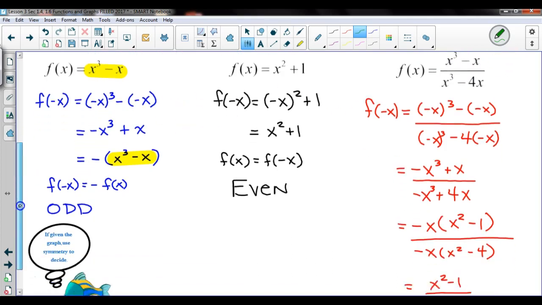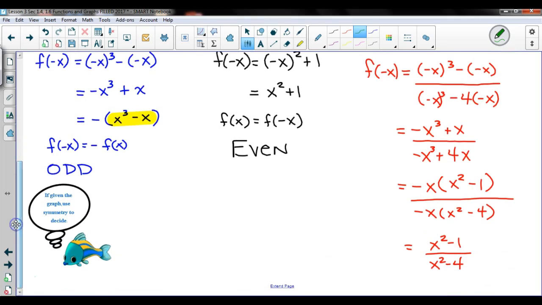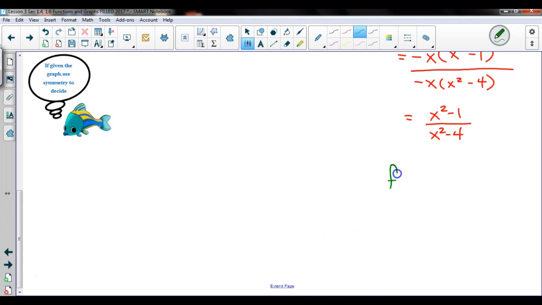Let's look at what I got when I factor out a negative x. I get x squared minus 1 over x squared minus 4. So f of x is equal to f of negative x. So surprisingly, this one is also even. Always look to see if you can simplify by factoring out a GCF.